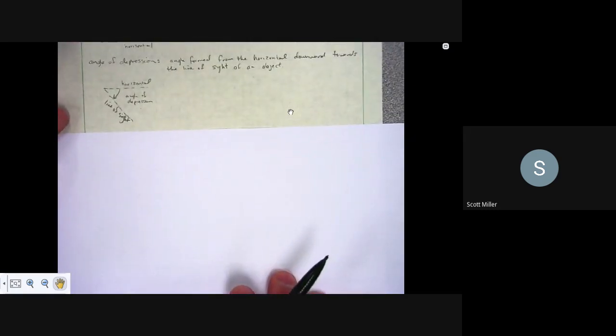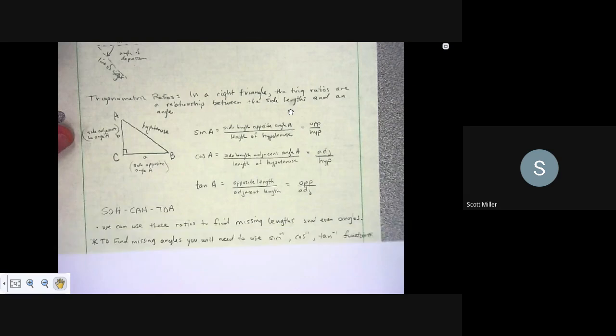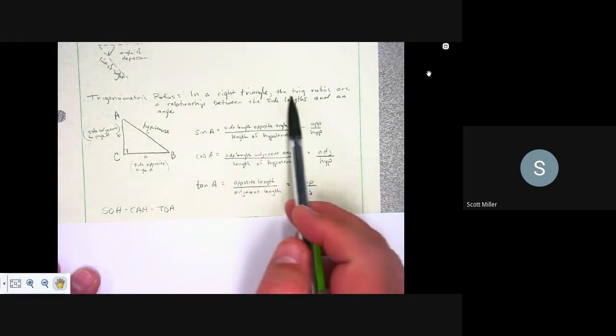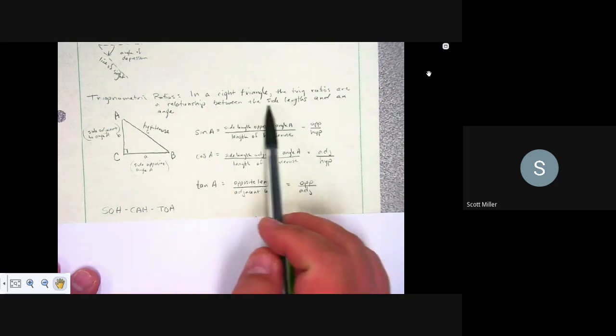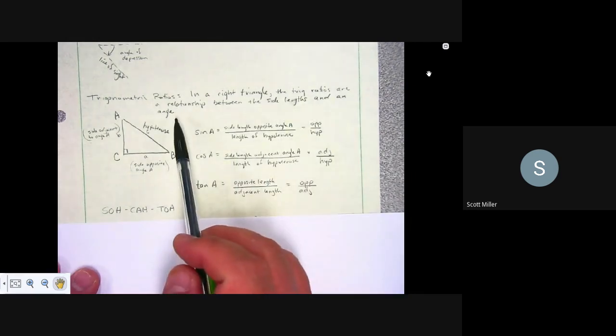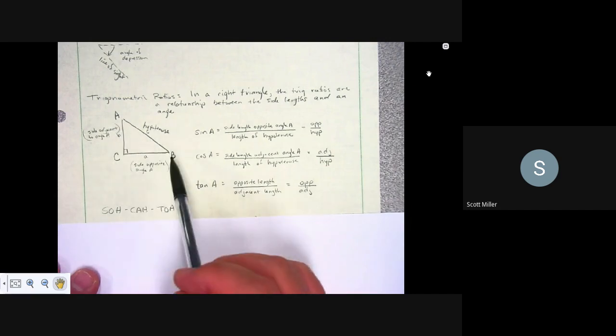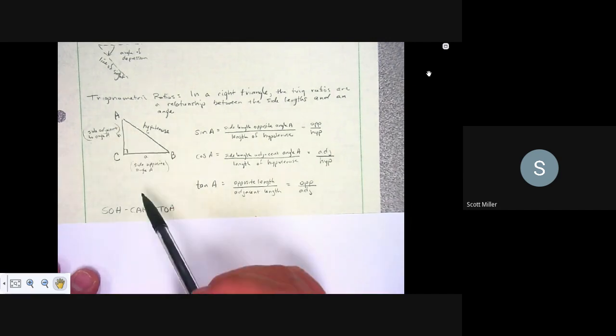So with that in mind, how do I measure something that I can't drop a ruler down? We're going to use what's called the trig ratios. You may have seen this in your geometry class. It's usually the first place where you will see it. So these are your trig ratios, and they are in a right triangle. The trig ratios are a relationship between the side lengths and an angle. It's a relationship between the lengths of the sides of the triangle and the angles of a triangle.